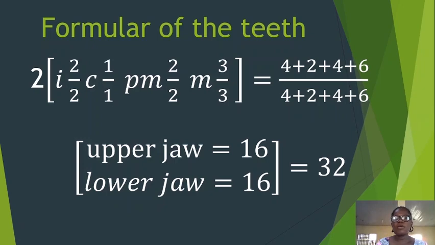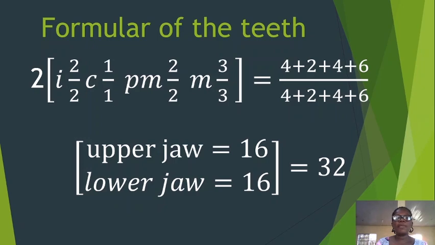Now, how do you get this formula correct to know the number of teeth that a human being has? Remember, the number of teeth that children have is different from that of adults. Children have teeth called the temporary or milk teeth, which are 20 in number, while adults have about 32 teeth, which are called the permanent teeth.